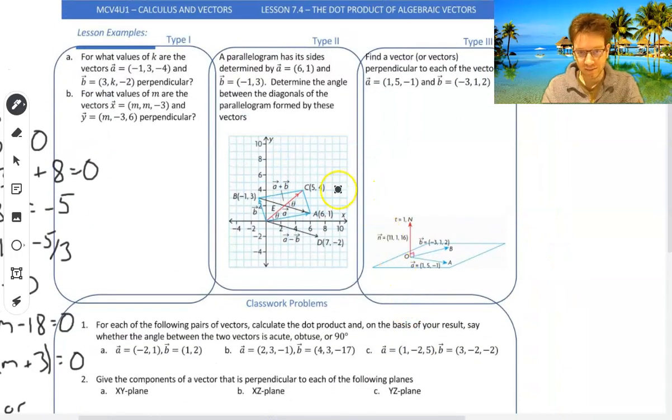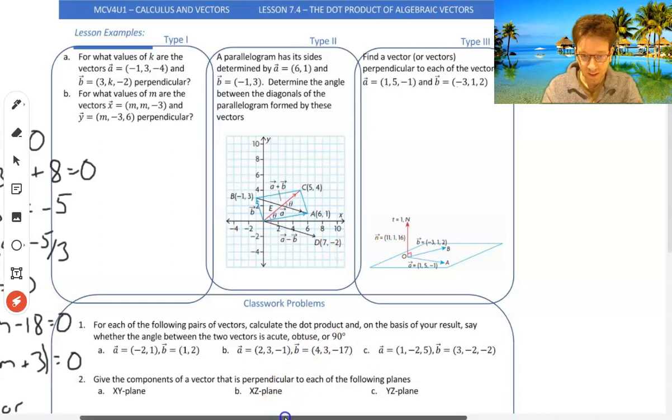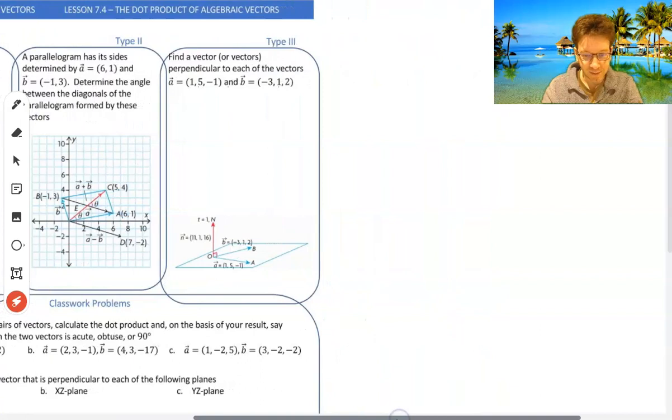Our next question: here we have a parallelogram that has its sides determined by the vectors a and b. Determine the angle between the diagonals. So this angle right here. These are the diagonals of our parallelogram, and we want to know that angle right there. All right. Well, to do that, we're going to use our dot product equation. Let me just go to this side because I'm going to need some space.